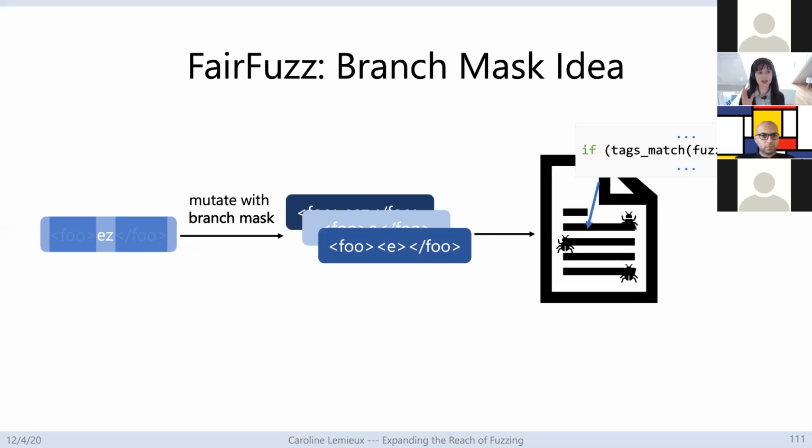Now, of course, the difficulty here is getting this information about the branch mask, about which bytes you can mutate. There are 256 options for each position, so it seems like it would take a long time to compute that. So what we did in FairFuzz was come up with a good approximation for this.